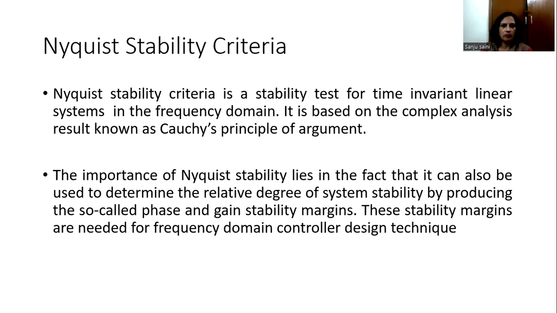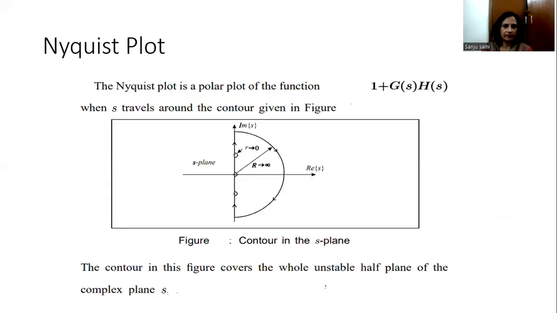It is based on the complex analysis result known as Cauchy's principle of argument. Its importance lies in the fact that it can also be used to determine the relative degree of system stability by producing the so-called phase and gain stability margins. These stability margins are needed for frequency domain controller design techniques.